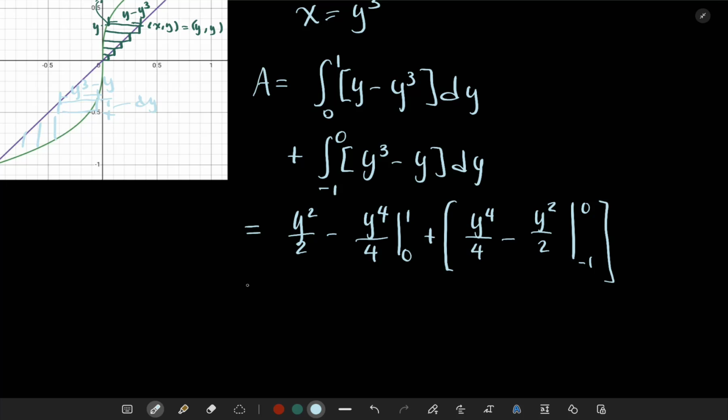Anyway, now we can compute it. For this one, we have 1/2 minus 1/4, which gives us 1/4 altogether. You can plug in the numbers and verify. And here we have a 0, minus, and then here we get a -1/4, so it's going to be plus 1/4 again. So the area turns out to be 1/2, 1/2 square units, depending on what units we're using, and that gives us our area for that region right there.